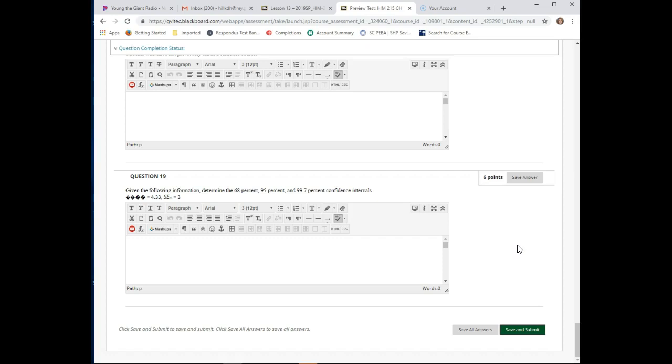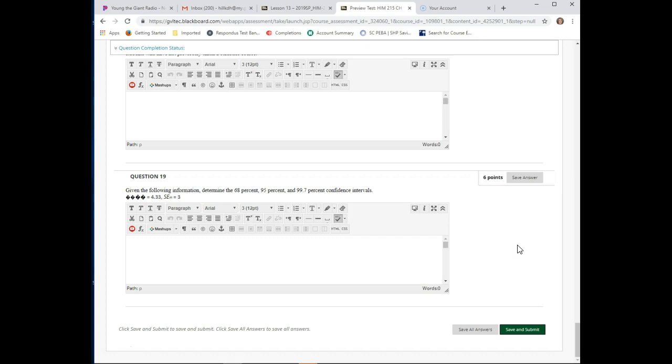I want it to say 68% confidence interval, or 68% CI equals 4.33 minus 3, equals whatever that is, and then 68% CI equals 4.33 plus 3 equals. So I want to see it in that kind of framework on this particular question.